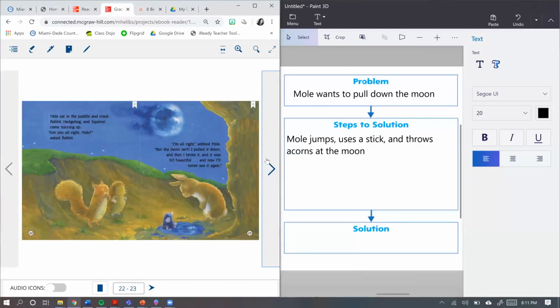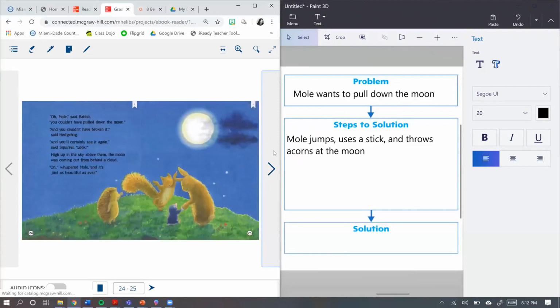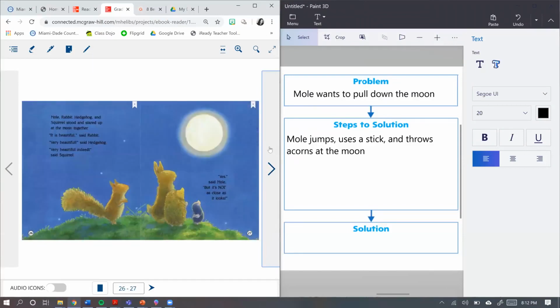What was that? We don't have to guess. We have our story open right here. It's perfectly okay, you guys, to go back into the story. That's what I'm trying to teach you today. We have to go back into the text. We have to remind ourselves what the solution was. So here we have it. Let's reread this last page. Look at all his friends. We have hedgehog, rabbit, and squirrel.